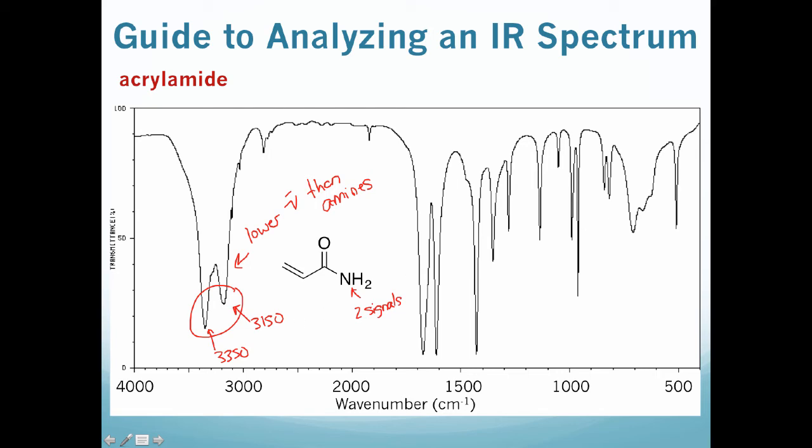Now we should also expect to see sp2 carbon-hydrogen stretches. Remember, those show up just above 3000, and they're actually pretty hard to see in this spectrum because they're sort of buried under the NH stretches, but we can see possibly a couple of those peeking through in this spectrum. Another thing that we can identify, which is very diagnostic, is the C=O carbonyl stretch of the amide. And that is right here at about 1680 wave numbers.